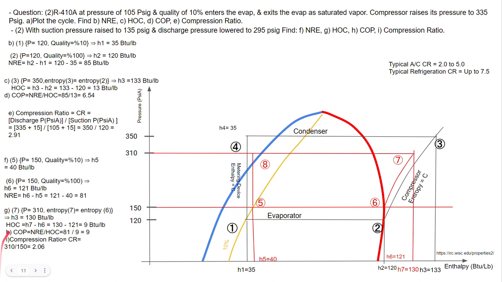And the compression ratio in this second case will be 310 divided by 150, which is 2.06. The compression ratio has decreased in the new case. Now, typically in air conditioning, compression ratio is from 2 to 5, and in refrigeration, compression ratio can be as high as 7.5.